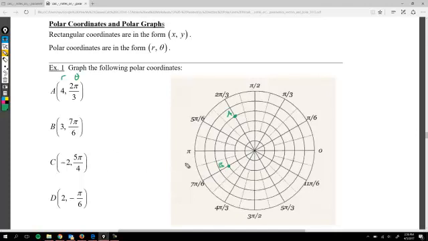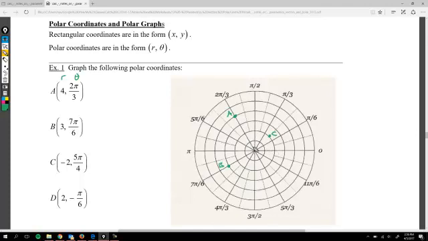For C, I have a negative radius, so I'm going to find 5 pi over 4, which is right here. And instead of going forwards, I'm going to go backwards 2 units because I have a negative radius. So 1, 2, and that's my C point.